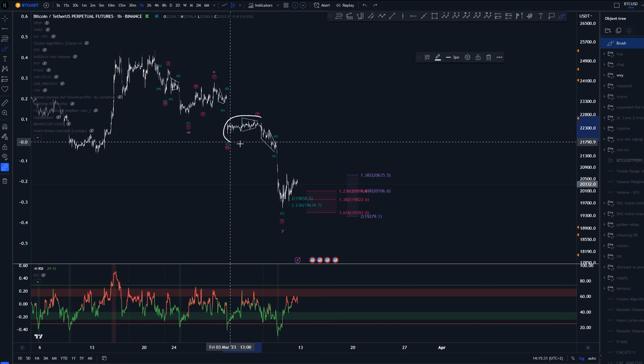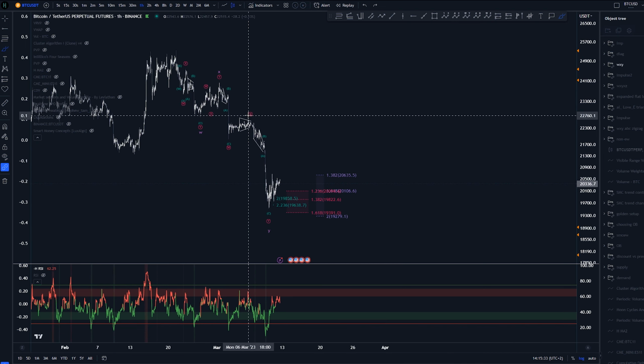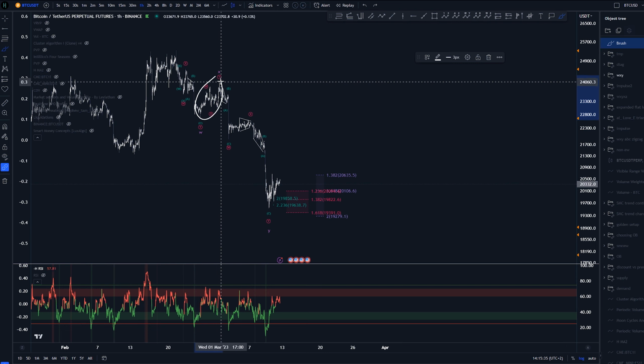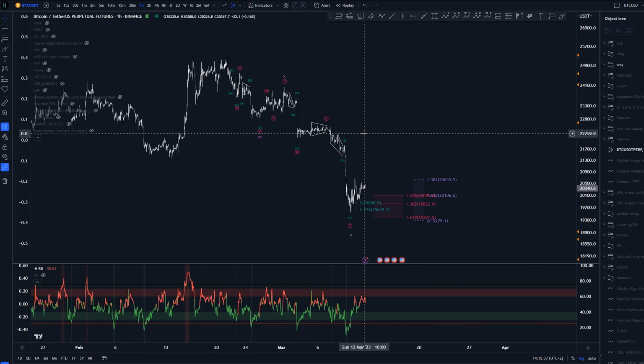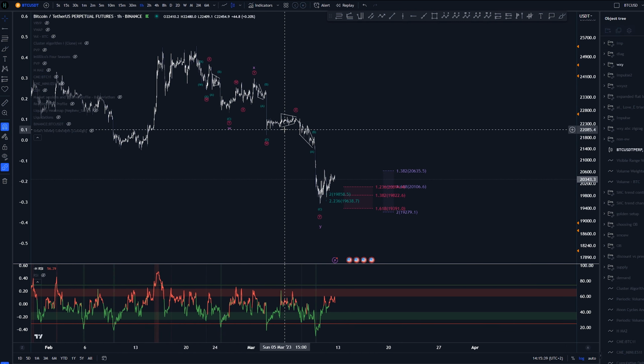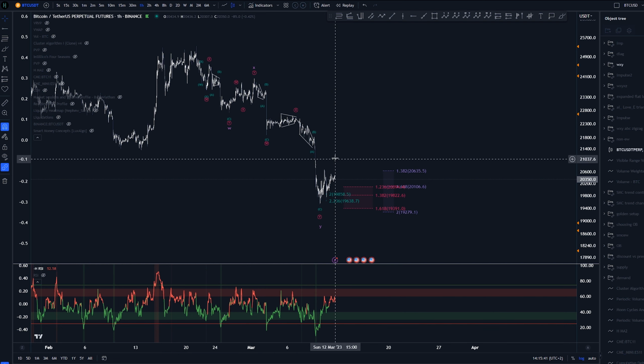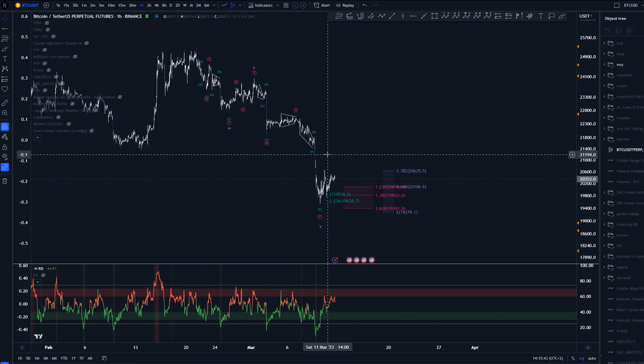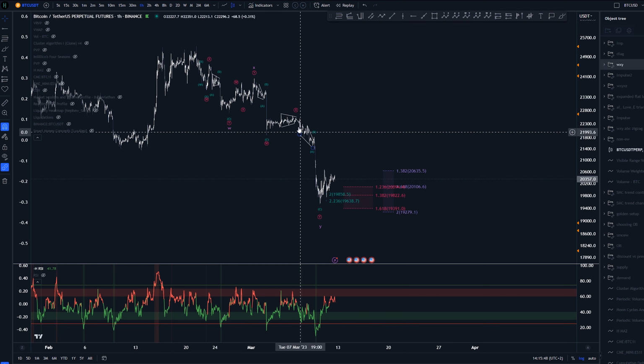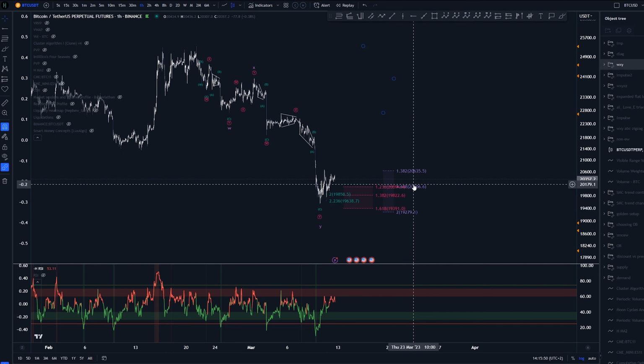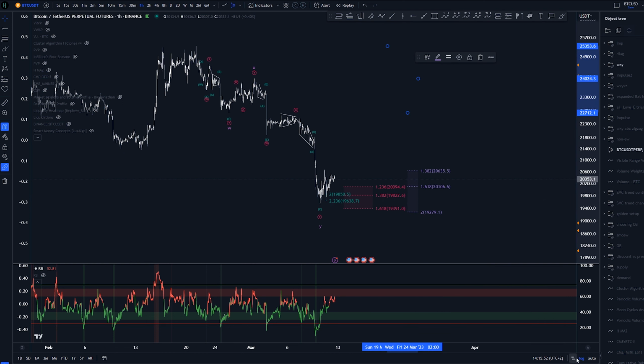Again, this was taking quite a long time, this subwave X or the micro X, compared to this higher degree subminuet X, which makes this a bit less likely overall. However, it's not making it impossible or invalid by any means. So again, this is still valid. The extensions here are not that good though.